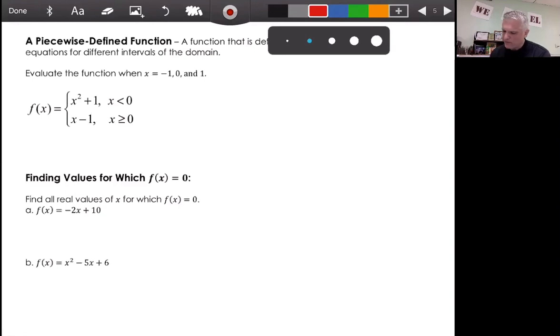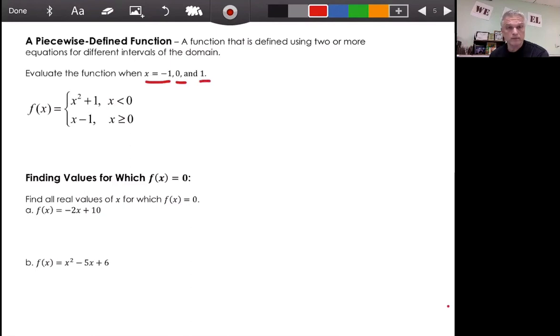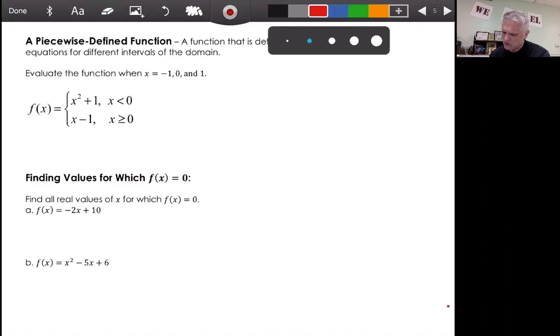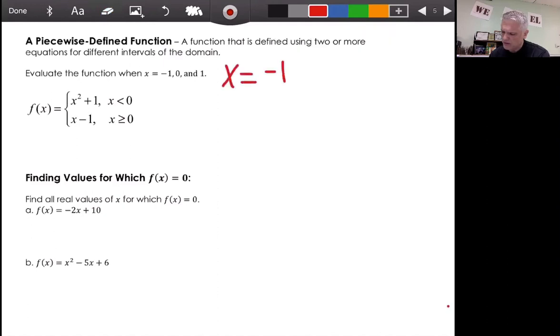Okay, here we go. So a function is defined using 2 or more equations for different intervals over the domain. So they want you to evaluate the function when x is -1, when x is 0, when x is 1. Okay, so when x is -1, what does f of x equal? That's what they're asking.